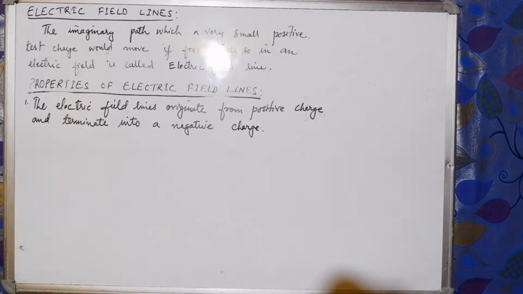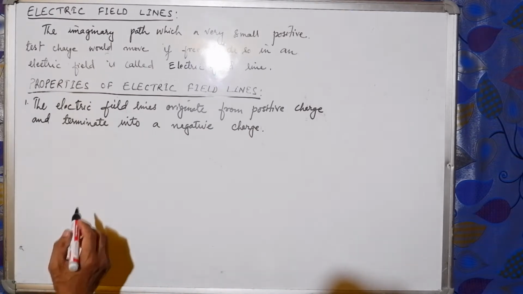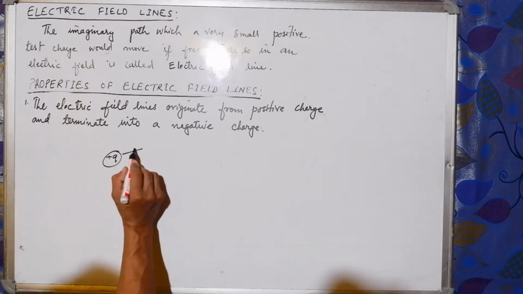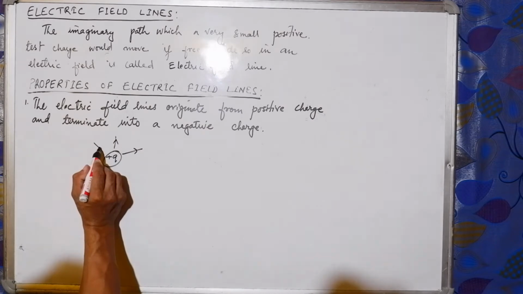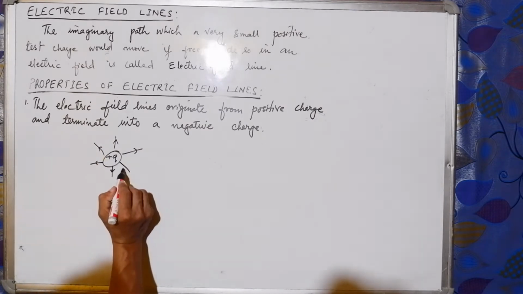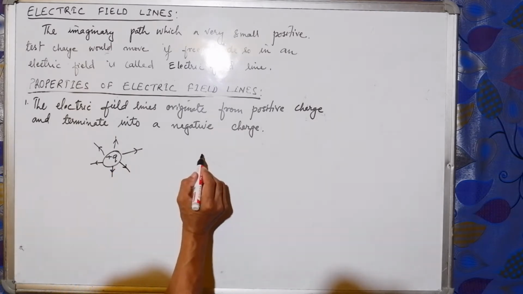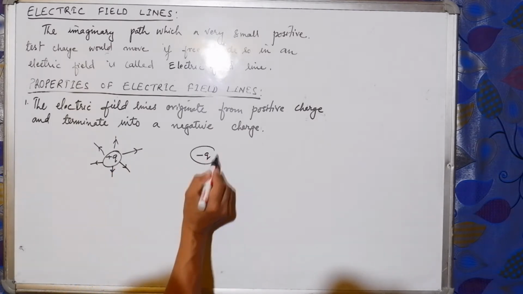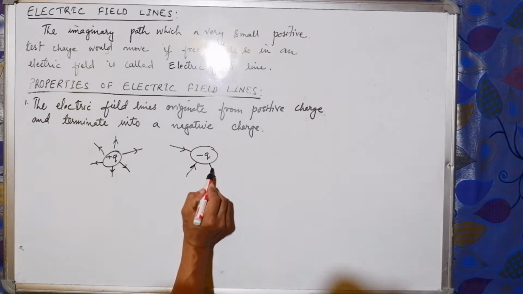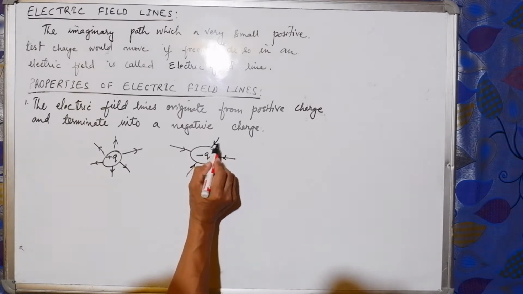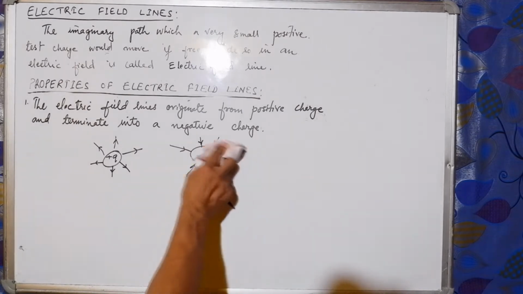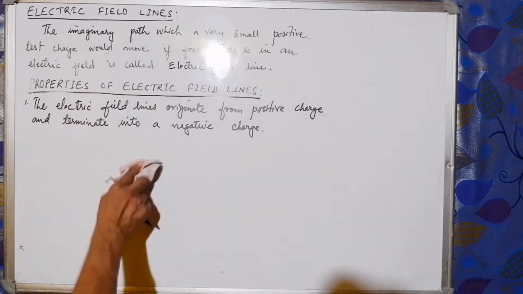So the electric field lines will originate from positive charge. For example, if we have plus Q here, they will originate from here like that and so on, but they will terminate in a negative charge. For example, like this, they will come like this here, normal to the surface of the charge, like that. Okay, let us see the next point.